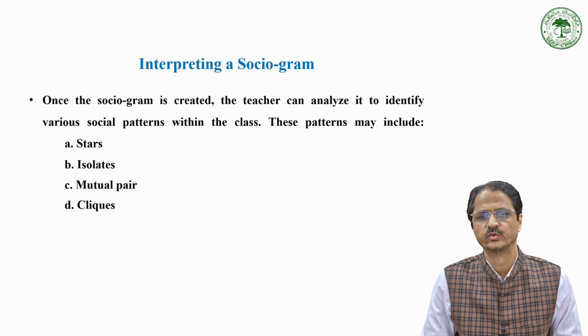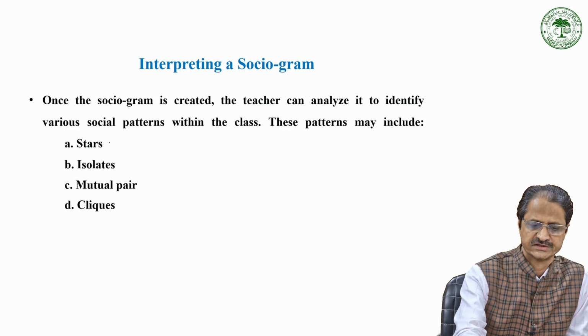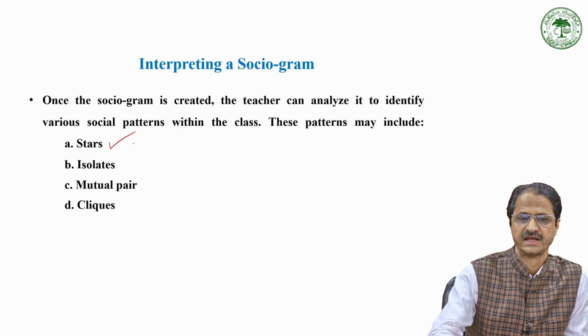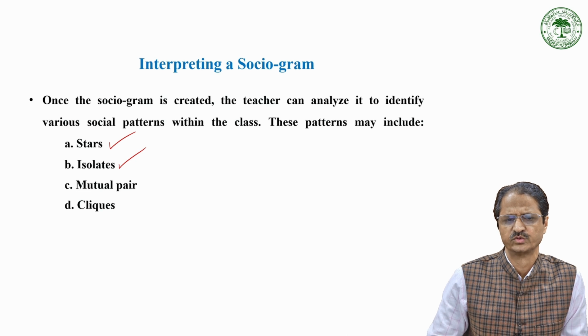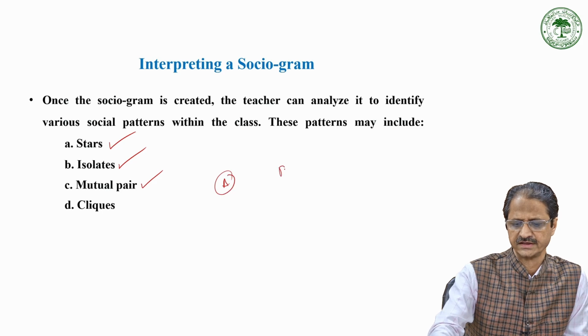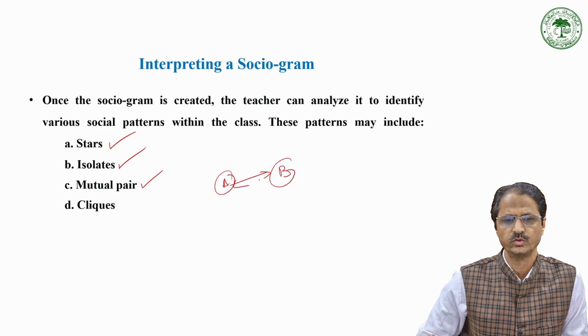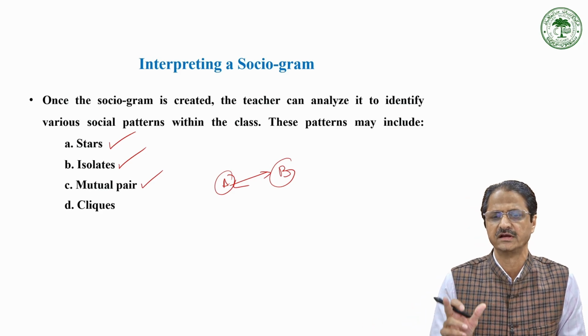Now, how are we going to interpret a sociogram? Once the sociogram is created, the teacher can analyze it to identify various social patterns within the class. We can identify 4 patterns: stars, who are nominated the maximum times; isolates, not nominated by any classmates or nominated by only one classmate; and mutual pairs, meaning they nominate each other. Take for example, A is nominating B and B is nominating A only, and they are not nominating others. That is called a mutual pair.